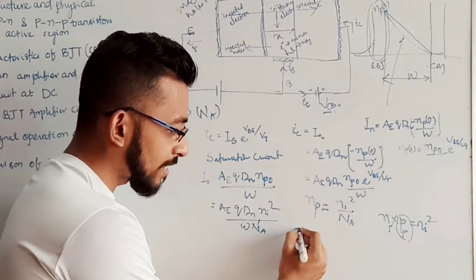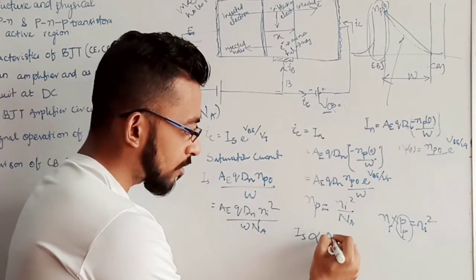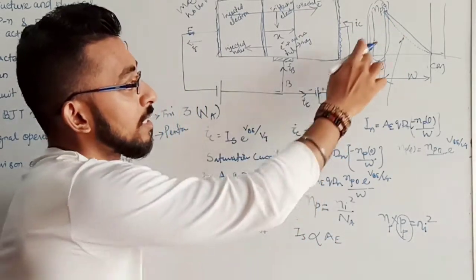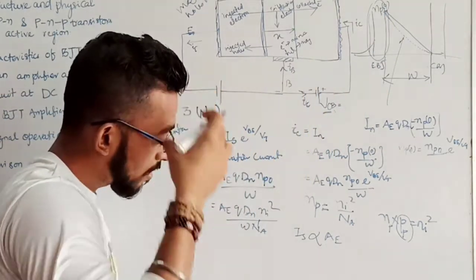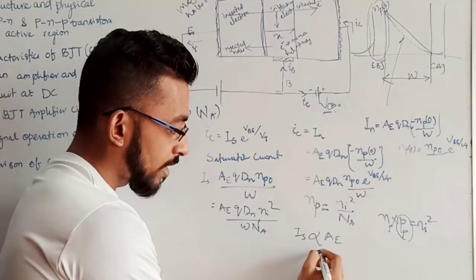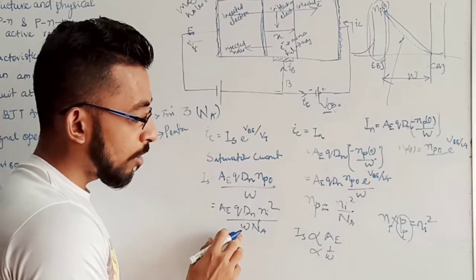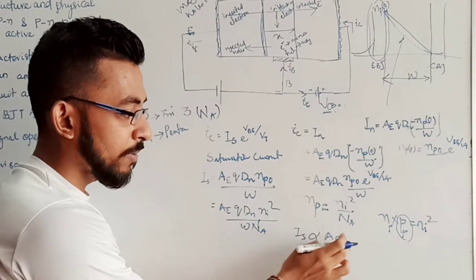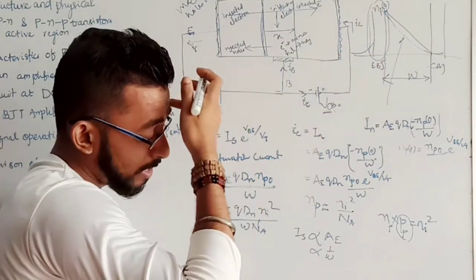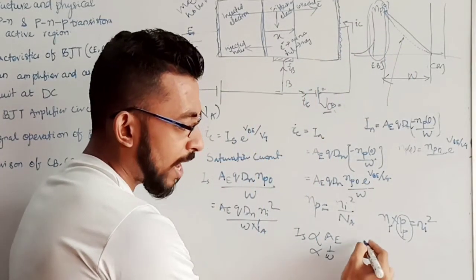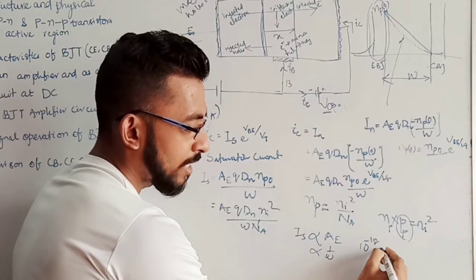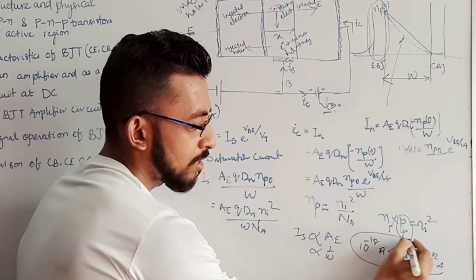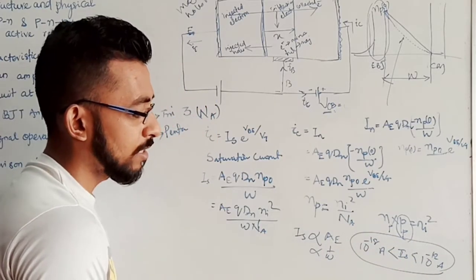Now our Is is directly proportional to the area of this base emitter junction. This Ae is the area of this base emitter junction. Also, it is inversely proportional to W, where W is nothing but this width. This is the Is value. Saturation current depends upon the area of this junction and the width of the base region. Now, the range of Is varies from 10 to the power minus 18 ampere to 10 to the power minus 12 ampere. This is the range. This value is very less. Saturation current value is very less.